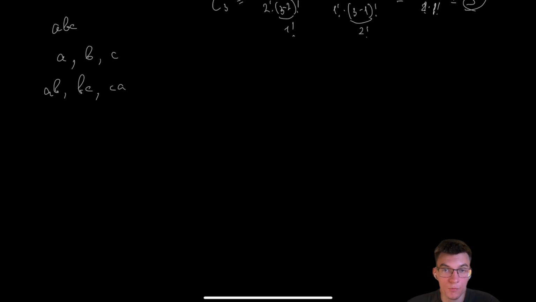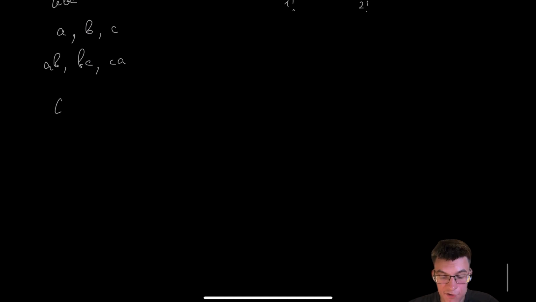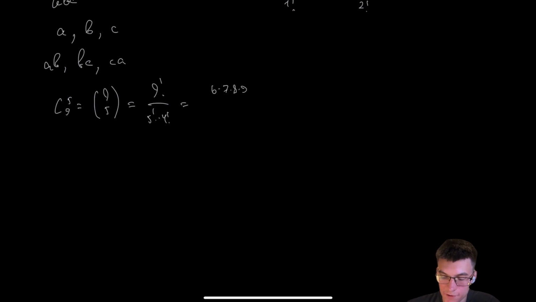Now let's take a look at a more concrete example. Suppose we have 9 players in a basketball game, and we need to select a starting lineup of 5 players. The order in which we pick them does not matter, only the selection does. So using the formula C(9, 5), or another notation 9 taken 5, equals 9 factorial over 5 factorial times 4 factorial, which will be equal to 6 times 7 times 8 times 9 over 4 factorial, which will be equal to 126. So there are 126 different ways to select the starting lineup.